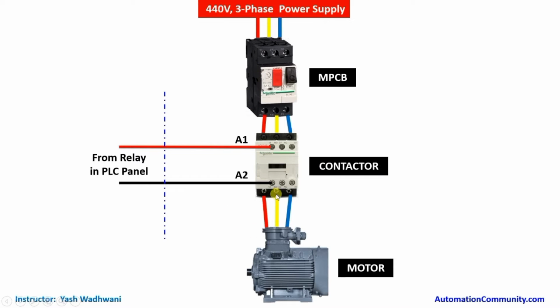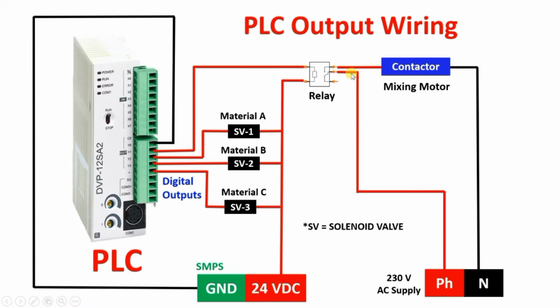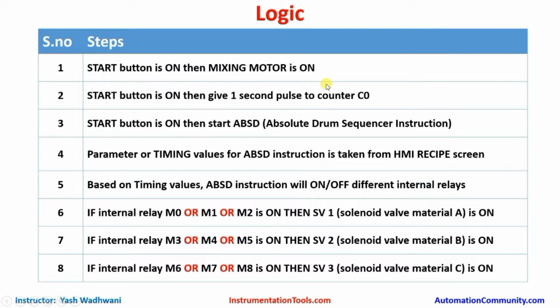Now this is the detailed wiring of the motor. The motor is operated through a dual starter, that is MCB and OLR. So the MPCB works as MCB and OLR. After that, the contactor, and from the contactor to the motor. And this contactor is operated from this relay. Now we will understand the logic required to create this project.